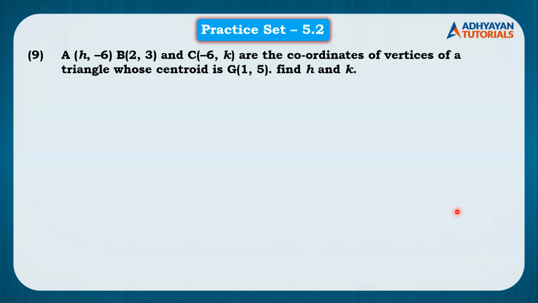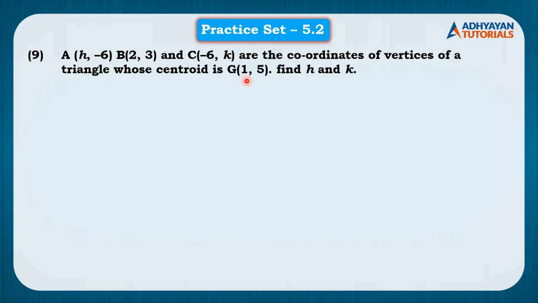B (2, 3) and C (-6, k). So here k is also an unknown coordinate. These are the coordinates of the vertices of a triangle whose centroid is G (1, 5). Find h and k. So students, it's like the same sum as the earlier sum. Only the difference is here we have to find the x coordinate of A and the y coordinate of C. But the coordinates of centroid are given to us.